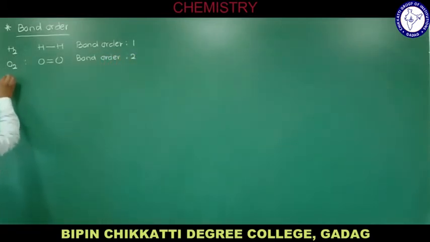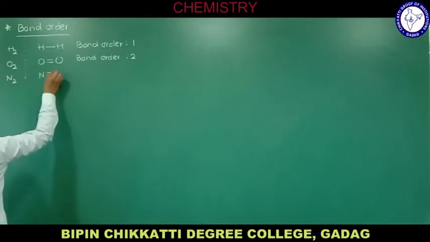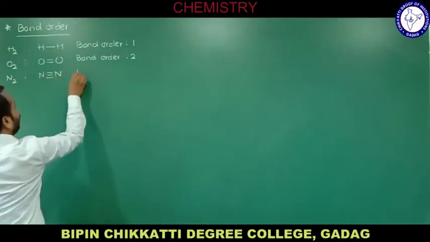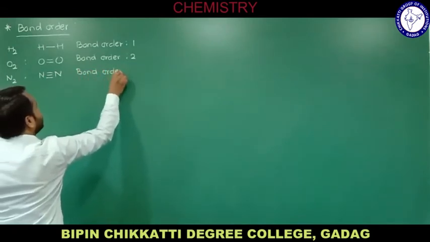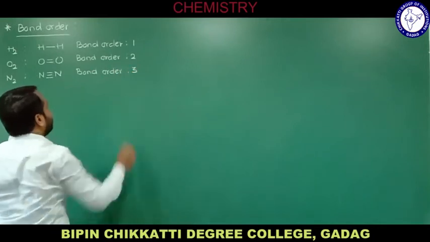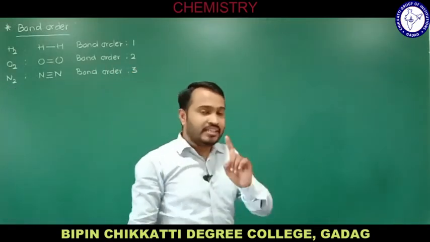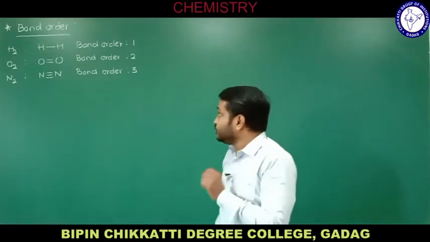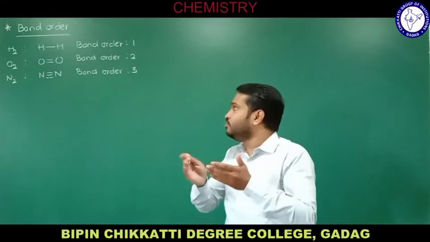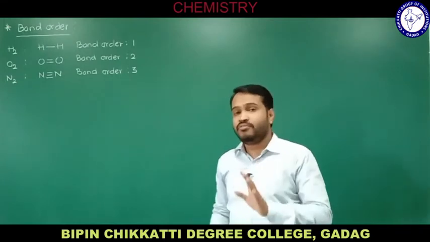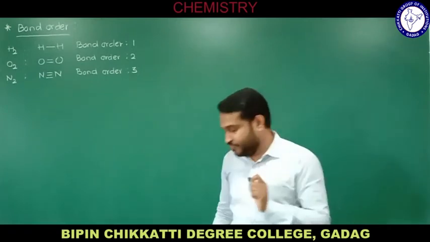If you consider nitrogen as an example, as we know, between the nitrogens we have a triple bond, therefore the bond order in nitrogen is 3. So remember that the number of covalent bonds present between the atoms of a molecule stands for bond order. How it is 1, 2 and 3 in the case of hydrogen, oxygen and nitrogen respectively, we will study according to molecular orbital theory.